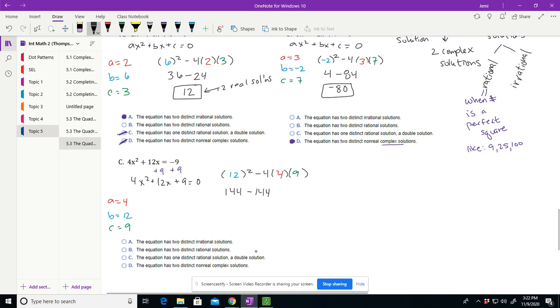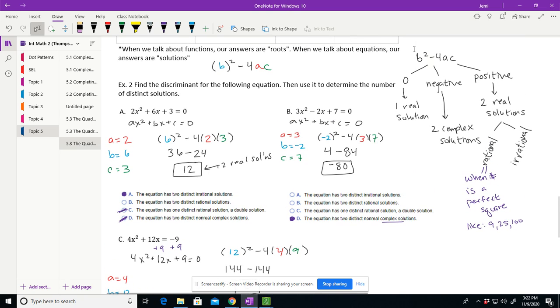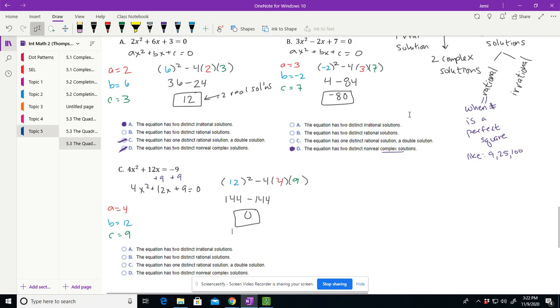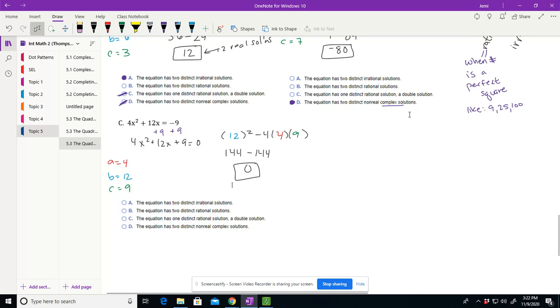So 144 minus 144 is 0. That's the value of my discriminant. And then if I look up at my flow chart here, what happens when the discriminant is 0? I have one real solution. So for C, I have one rational real solution. So the answer is C.